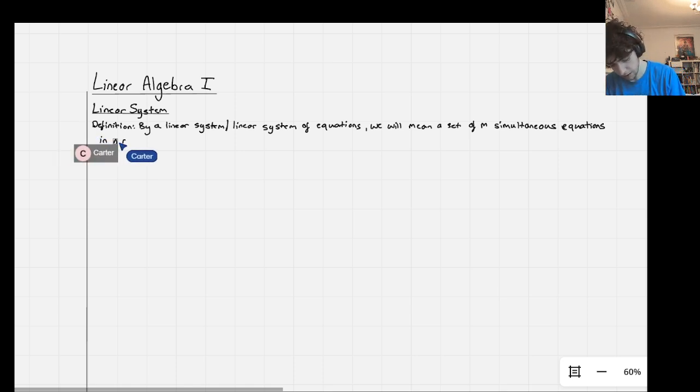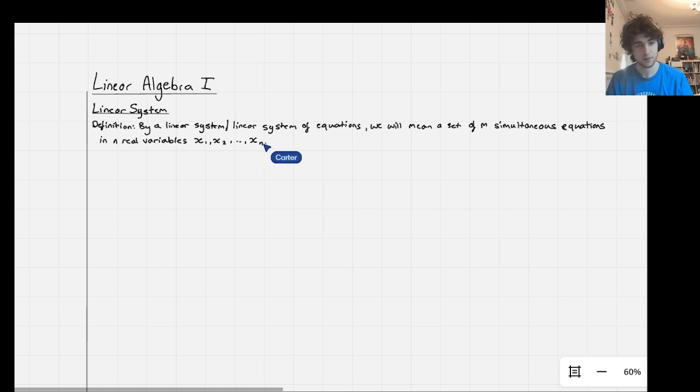In n real variables, x1, x2, all the way up to xn. These take the form, so that's what a linear system is. It's just a set of m simultaneous equations, where m is a variable that represents how many we have, and n real variables, which is a different variable to m. They could be the same, but they don't have to be. We'll denote the variables as x1 all the way up to xn.